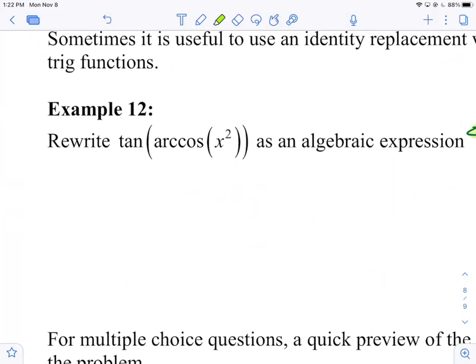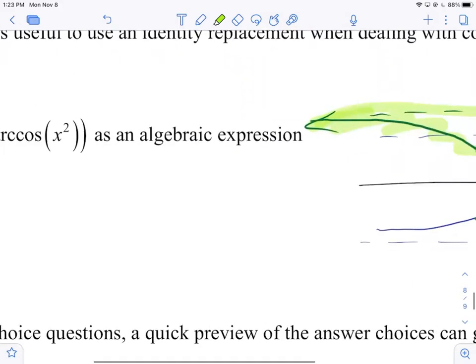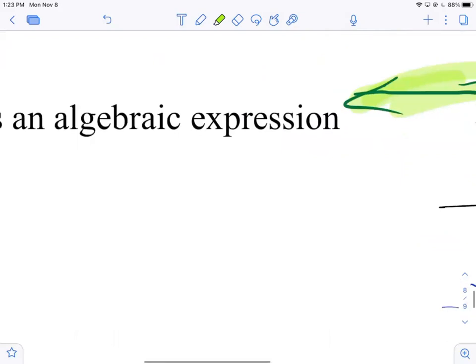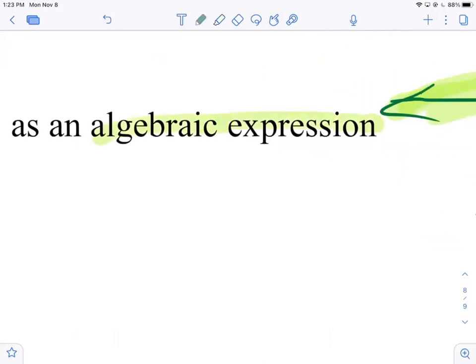Rewrite tangent of arc cosine of x squared. Yeah, chain rule. There's 3 layers here, right? It says to rewrite it as an algebraic expression. What does an algebraic expression mean? No trig.